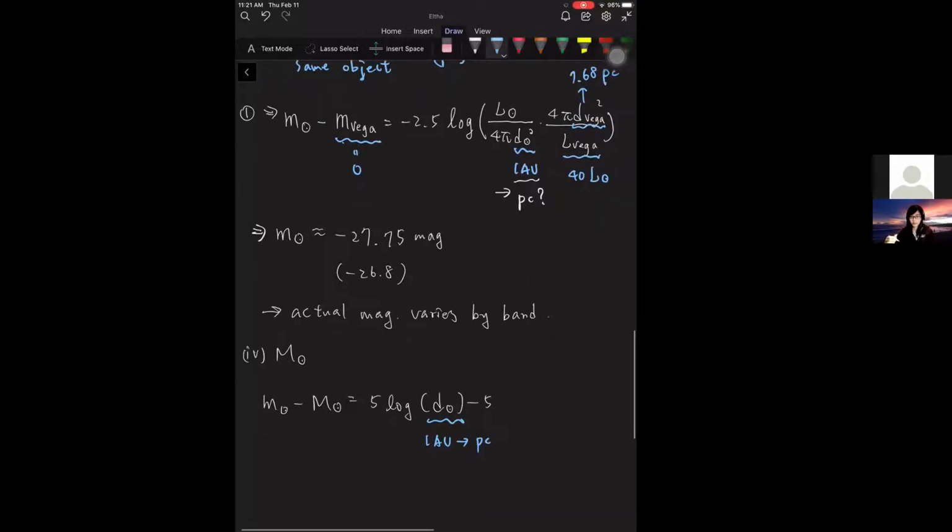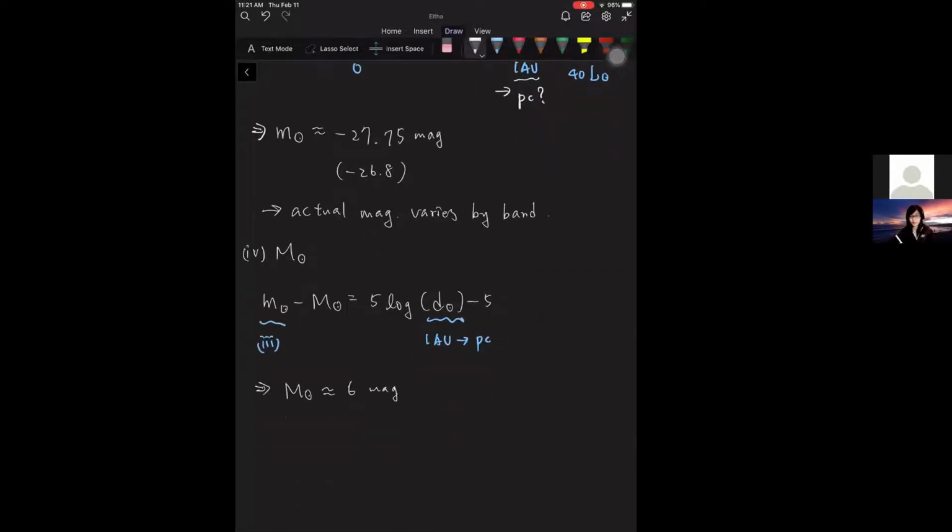And then we already get this from the previous part. So we have the distance and the apparent magnitude. We should be able to get the absolute magnitude. So here you should get something like 6. Okay. But the standard number in V band is given as like 4.86.